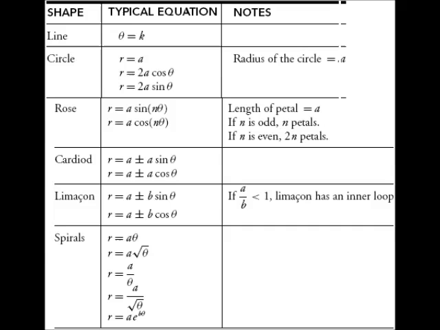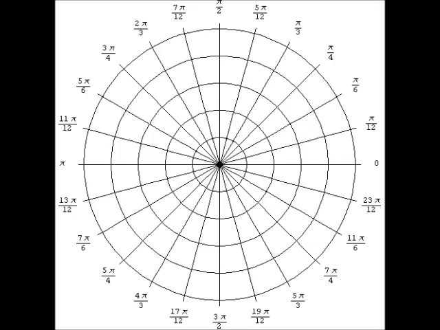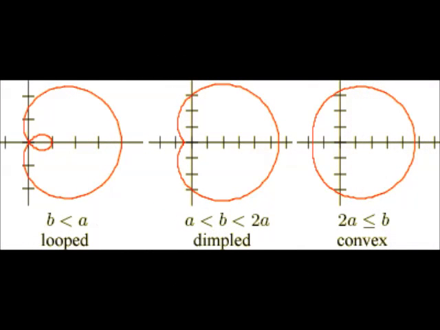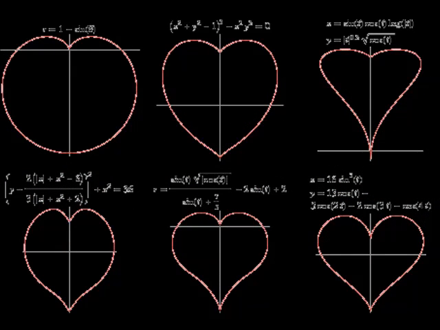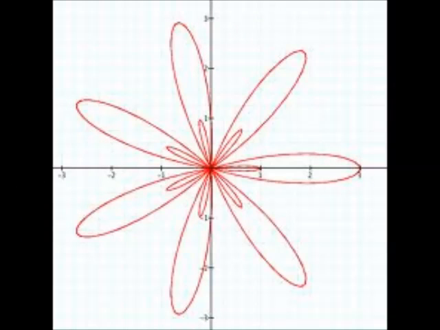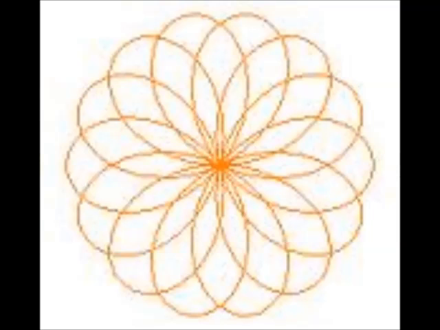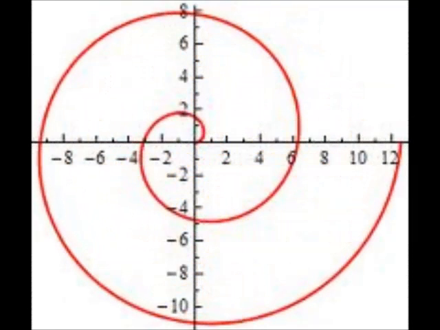Here are examples of common polar graphs. Lines, which add up together to form the polar graph. Circles. Cardioids. Roses. And spirals of Archimedes.